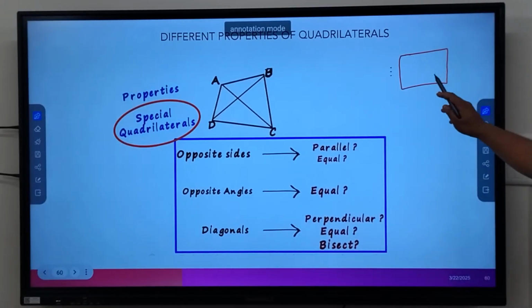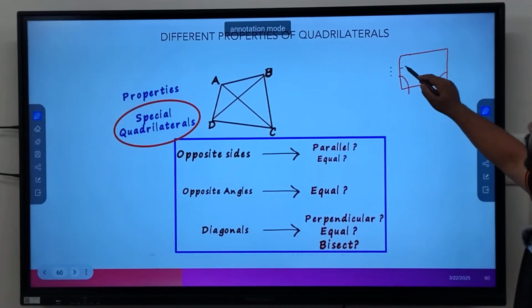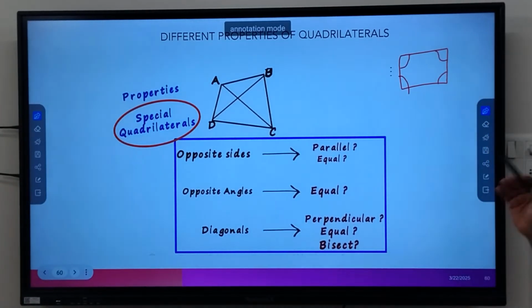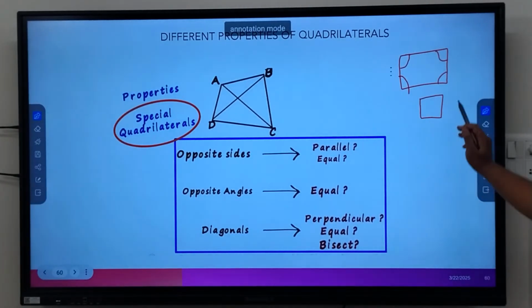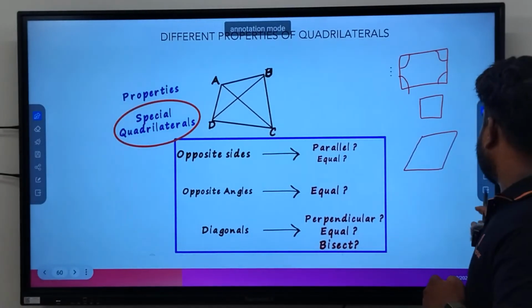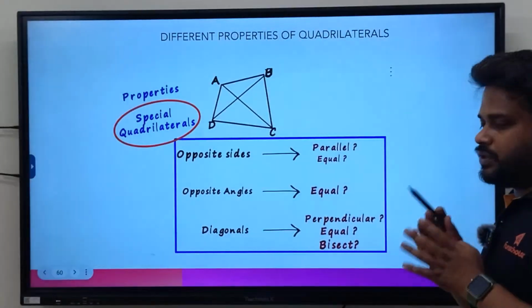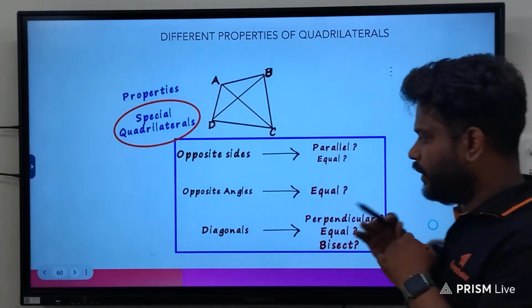Just like this one is a rectangle. Maybe it is not a perfect rectangle because the angles won't be 90 degrees at all, but angles have to be 90 degrees to make it a rectangle. Okay, it looks like a rectangle. If I draw like this, if all the sides are the same, this will be a square. If I draw like this, this will be a parallelogram. So these are the conditions that we have to choose.